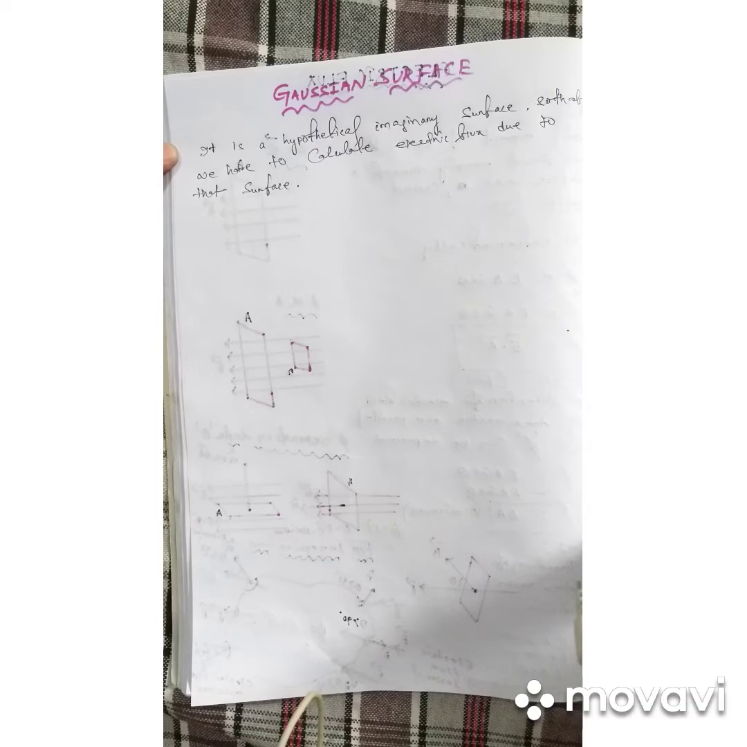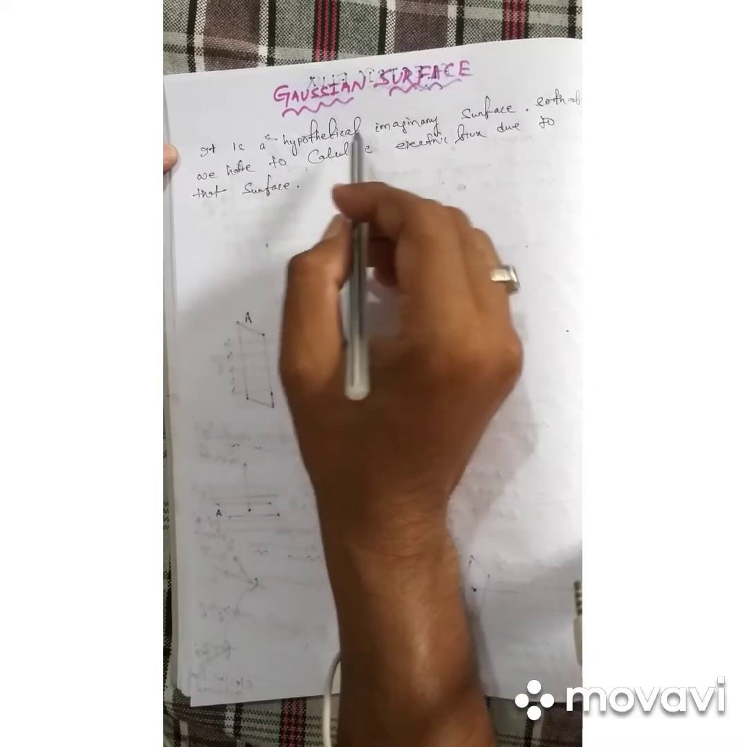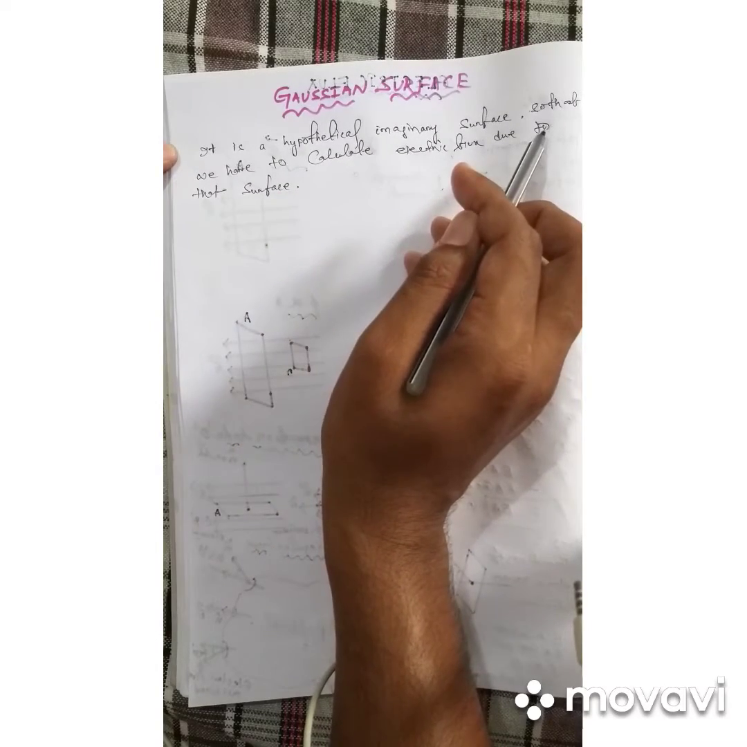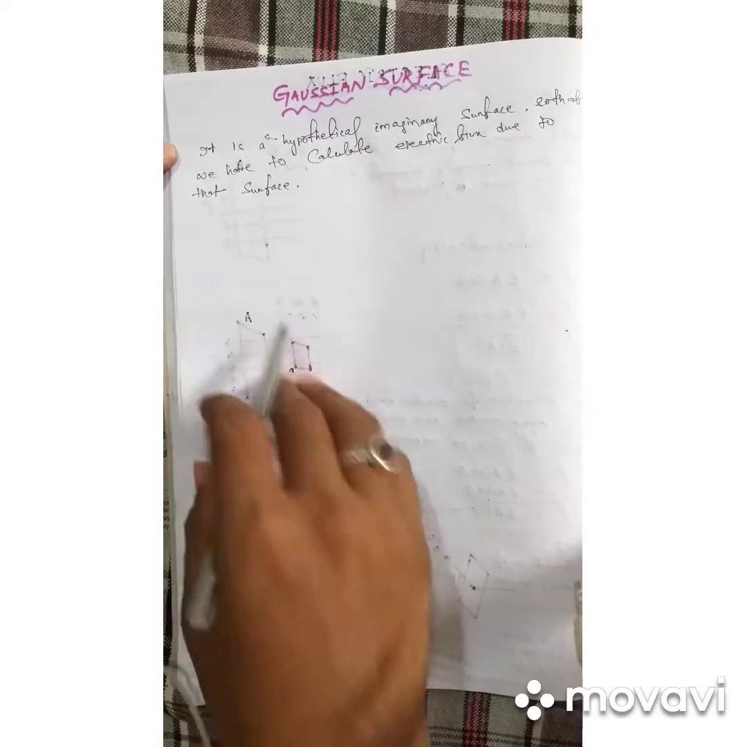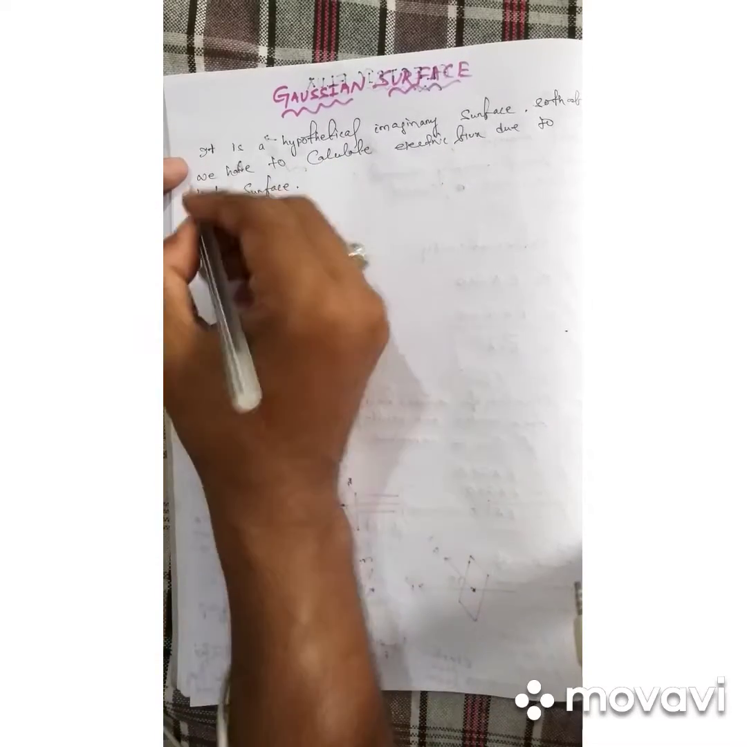So what do you mean by Gaussian surface? Why use that type of Gaussian surface? A Gaussian surface is an imaginary surface in three dimensions, so that we can calculate electric flux. Okay, that means it is a hypothetical imaginary surface, so that we can calculate the electric flux due to that surface.